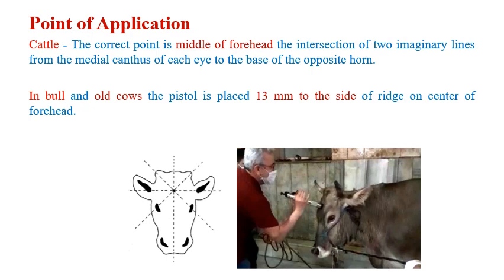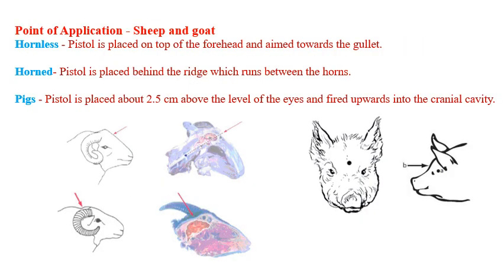And in case of bulls and old cows, the pistol is placed 13 millimeter aside from the ridge on the center of the forehead. Here we will see the point of application in case of sheep and goat. They could be with horn or without horn. If it is hornless, the pistol is placed on top of the forehead and aimed towards the gullet, that is the pharynx you can say.